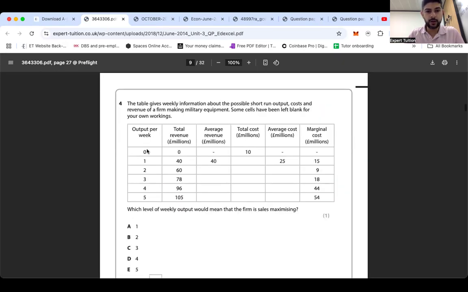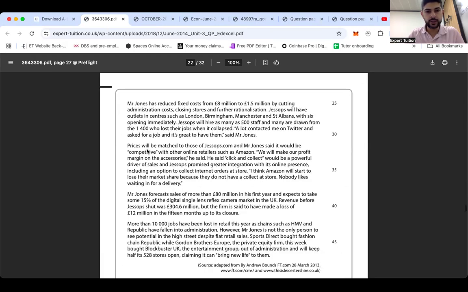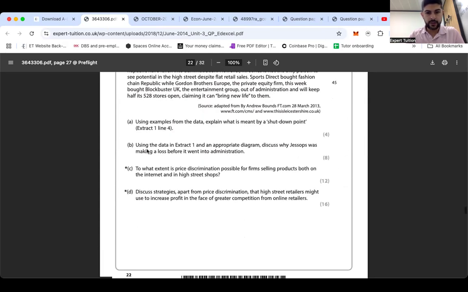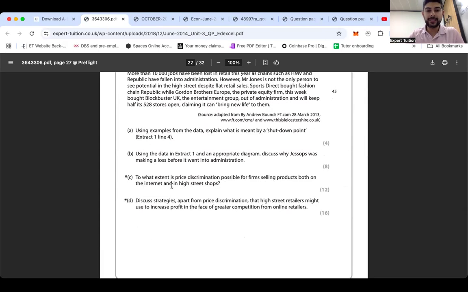So it's question 10C. Let me just get it to open. It was a 12 marker. Bear in mind, in the old spec, they used to have a choice of data response. Oh, there we go. I've gone past it. There we go. The question says this: to what extent is price discrimination possible for firms selling products both on the internet and in high street shops?